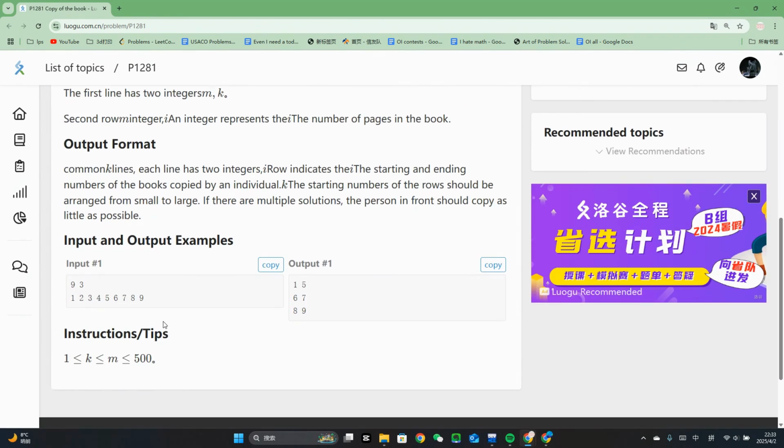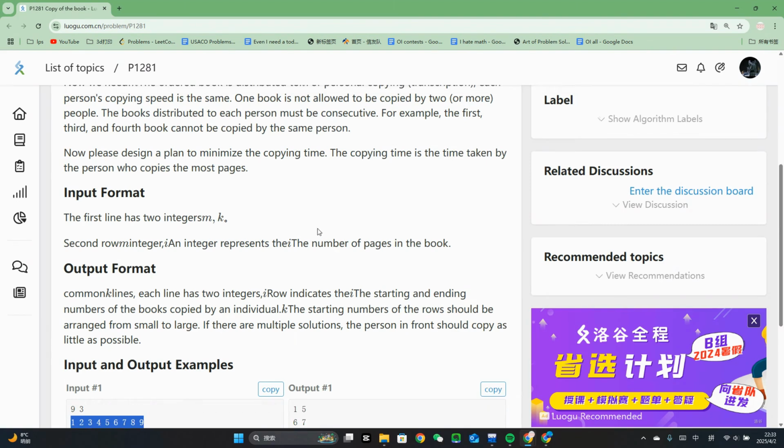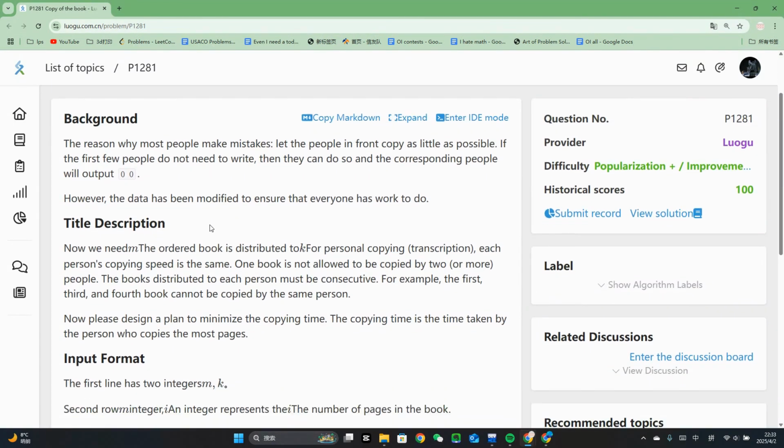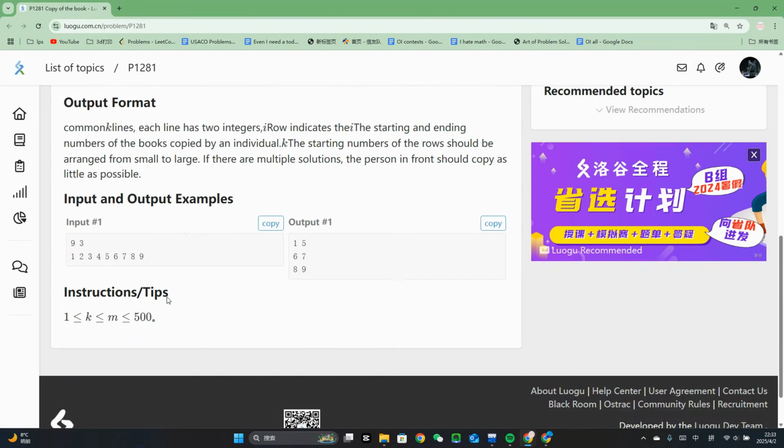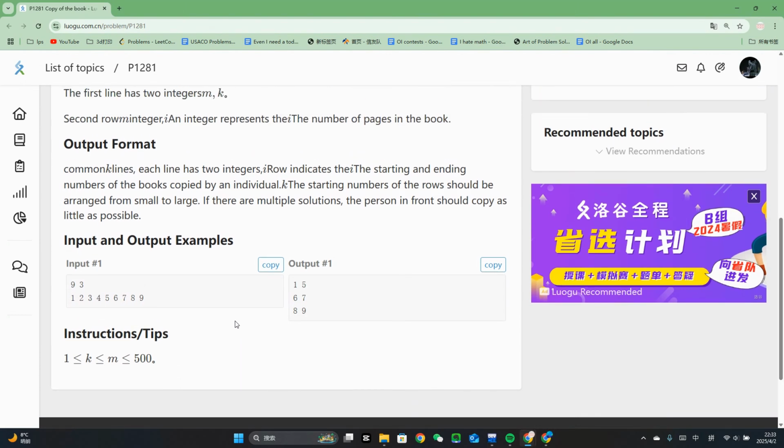Right now you have N books, each with a page number that is less than 500. And then there are K people you're trying to copy the books with. Each person copies the book at the same pace, which is 1 page per second. You're trying to make the distribution of books to people optimized so that the total number of seconds taken for all the books to be copied is minimized.